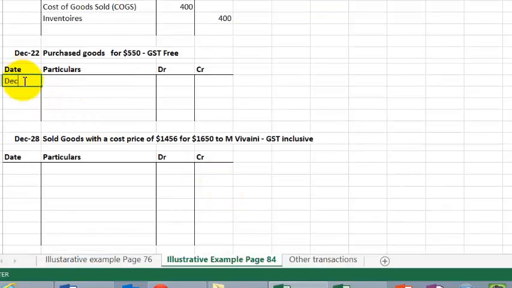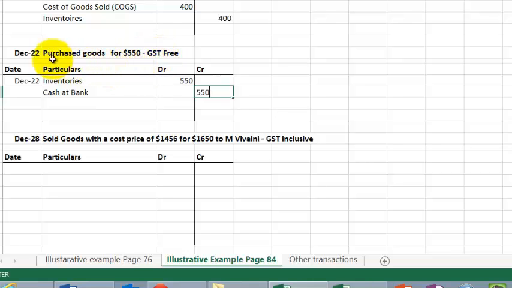December the 22nd, we purchased some goods for cash, but they're GST free. Remember I told you earlier that some inventories or some items don't attract the GST. So that was for $550. It was for cash. There we are. So that's quite nice and easy.